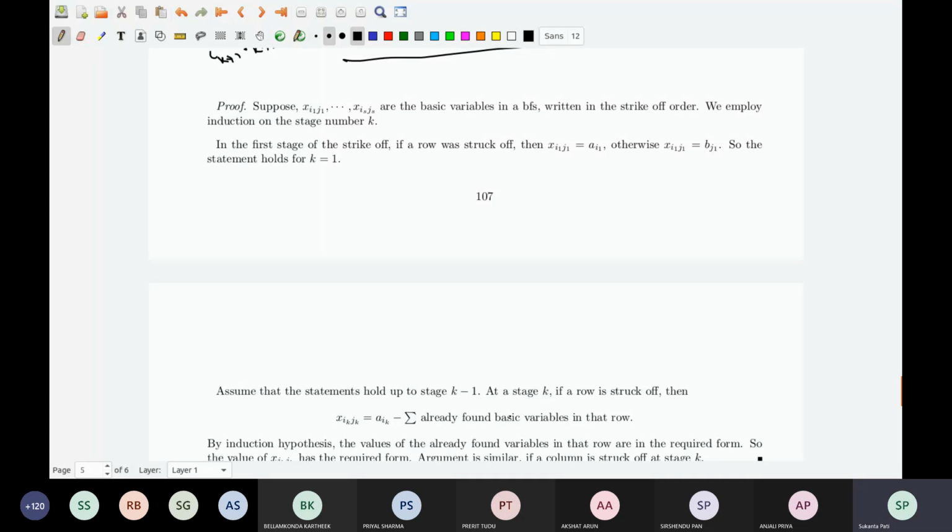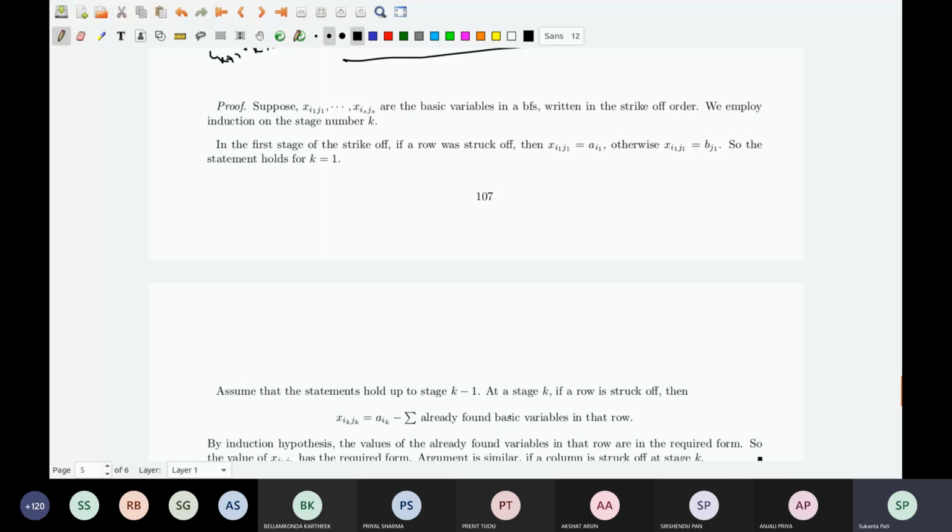Now the value of a basic variable cannot exceed its capacity ai. The value of a variable cannot exceed its ai, because if it exceeds, then you will be forced to keep something negative in order to satisfy that equality. The equality will not be satisfied otherwise. So it will become a basic solution, but definitely not feasible.